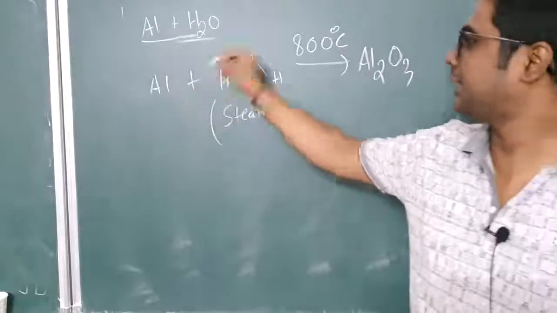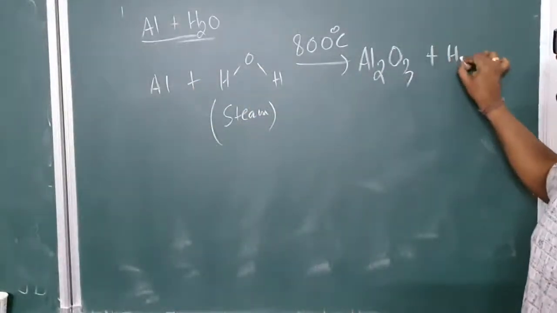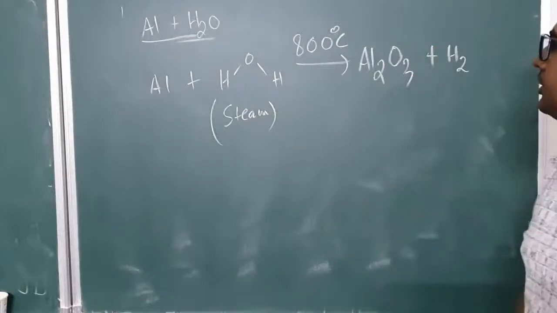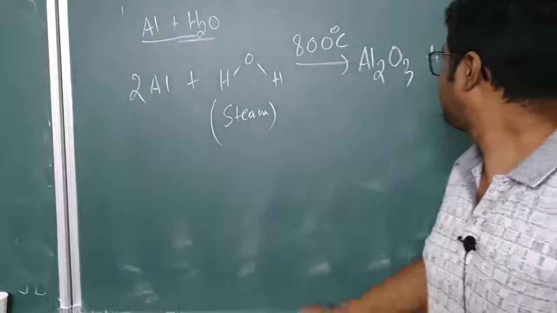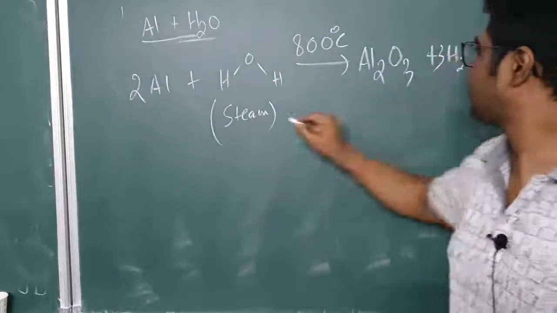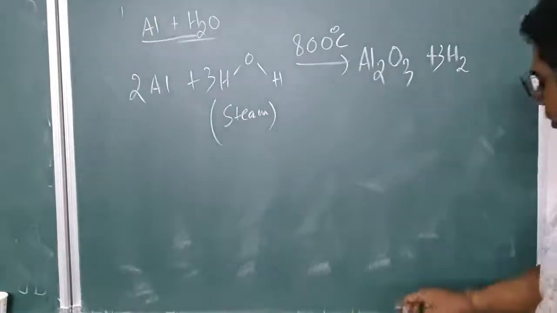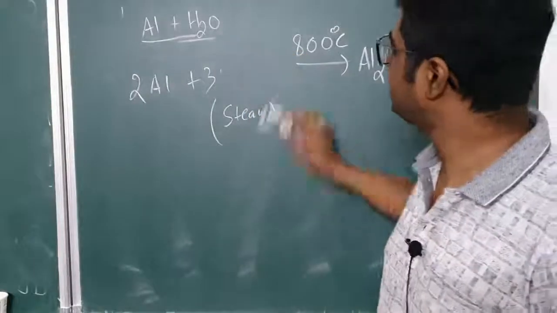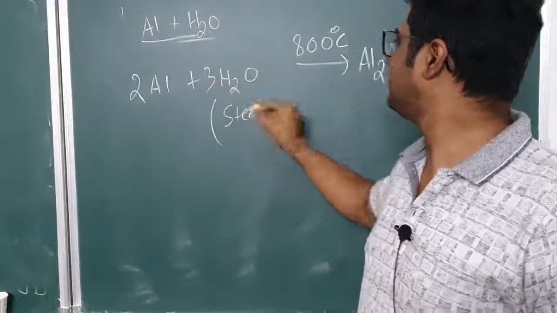So aluminium has taken out oxygen, remaining is hydrogen. Now you balance it. So 2 aluminium, done. I would prefer in case of steam you don't write HOH, you write H2O. Easy for balancing.